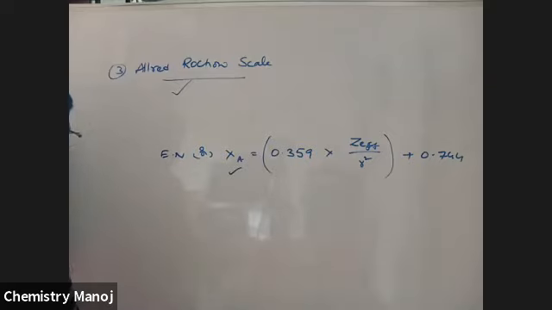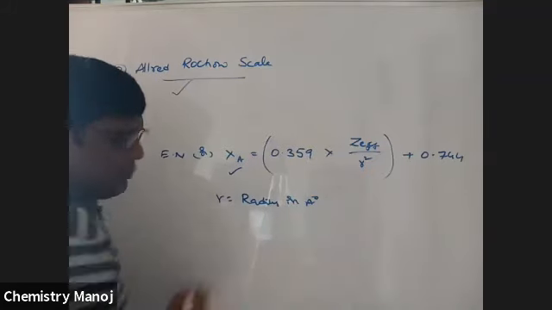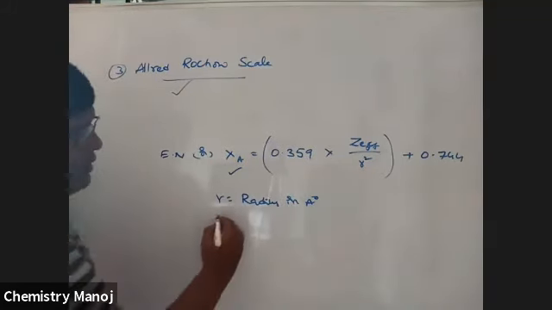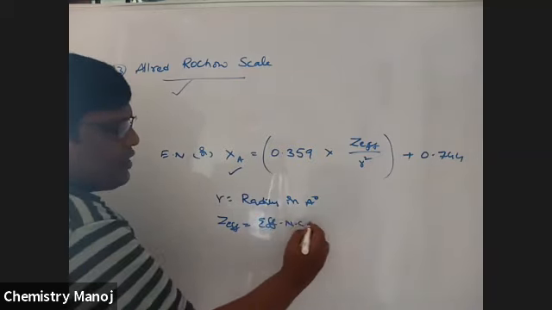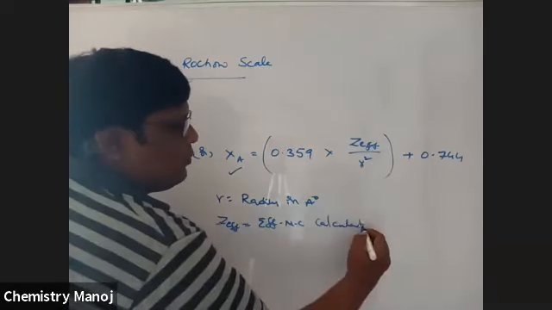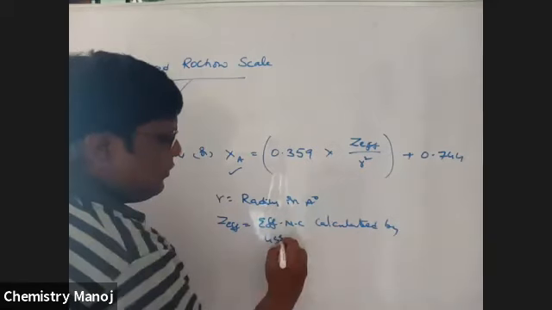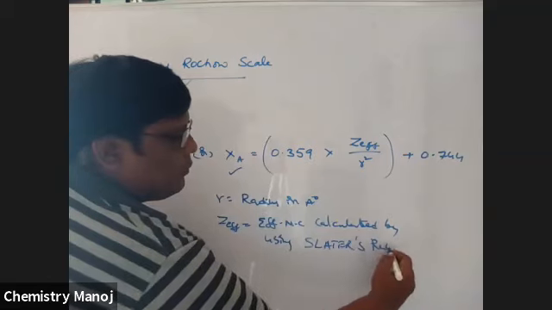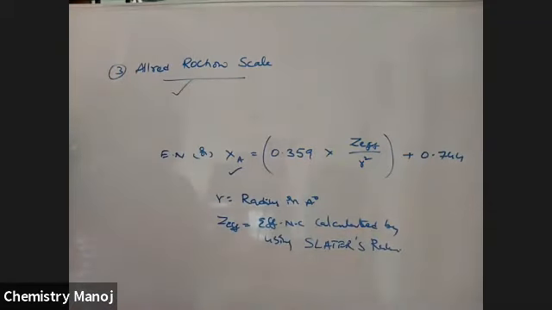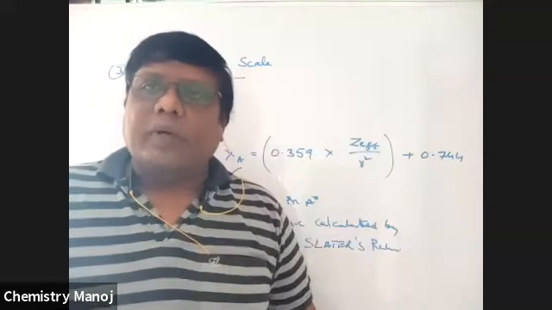Electronegativity of a particular element. R is the radius of the atom in Angstrom units. Z effective is nothing but the effective nuclear charge calculated by using Slater's rules. Just applying those values, we calculate the electronegativity of the element. These are the different scales which are used to calculate electronegativity.